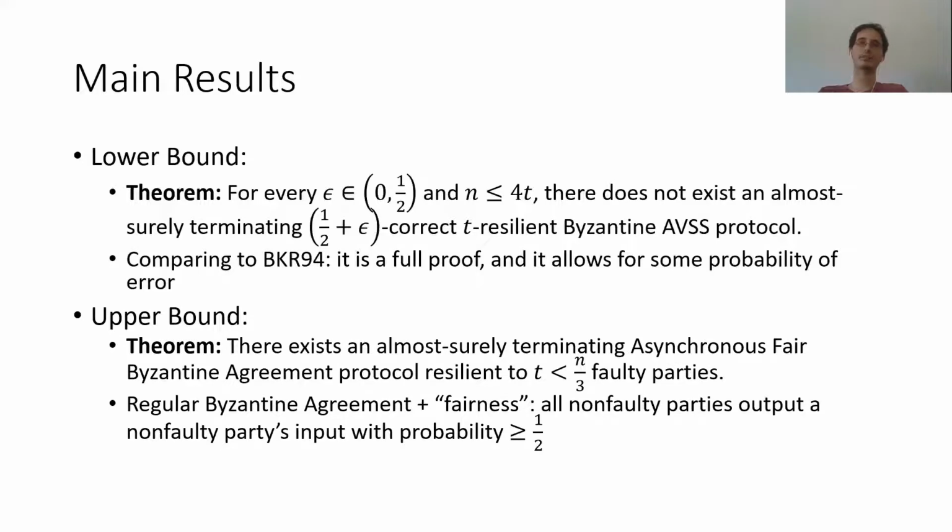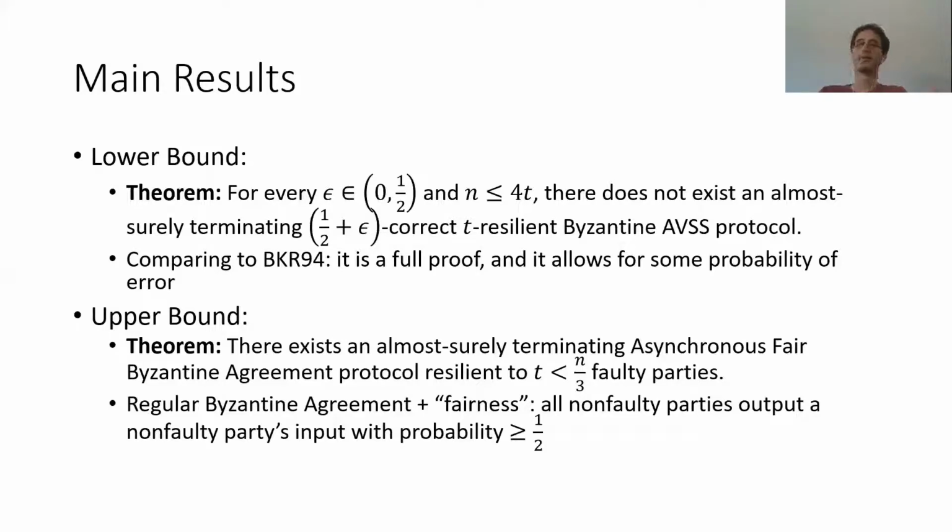Secondly, we have an upper bound result. There exists an almost surely terminating asynchronous fair Byzantine agreement protocol resilient to fewer than n/3 faulty parties. And note that n greater than 3t is optimal resilience for such protocols.